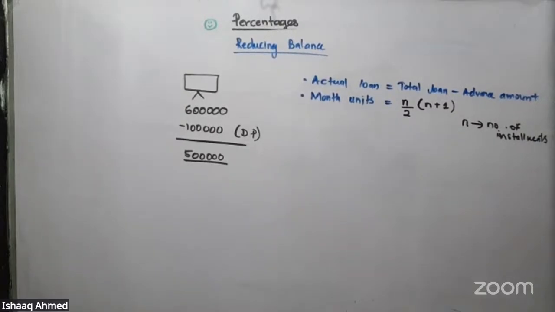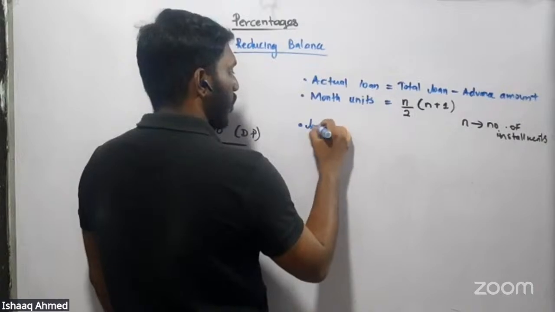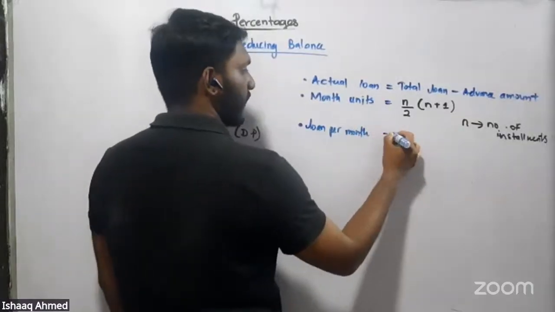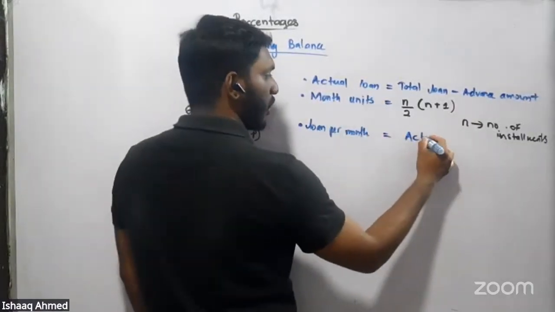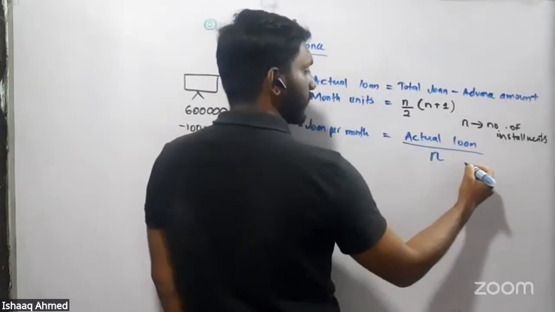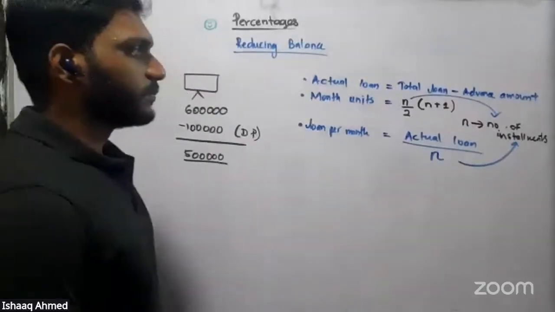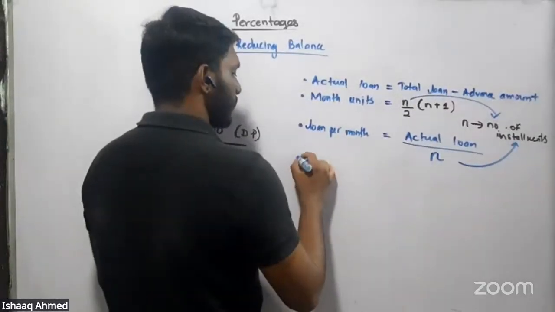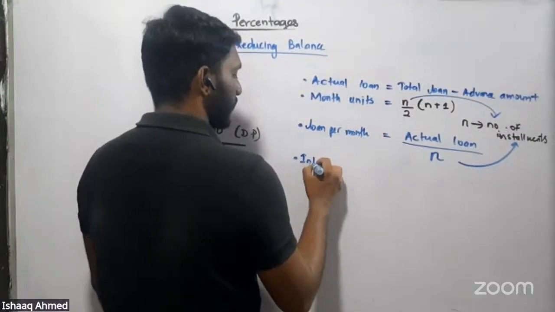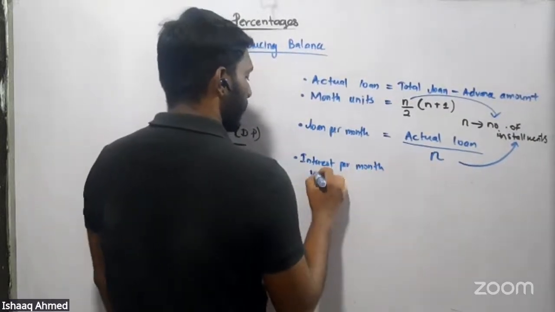Okay. Then what you do, you calculate loan per month. That you calculate by dividing the actual loan by N, N meaning number of installments. Then what you do? Then you calculate interest per month unit.